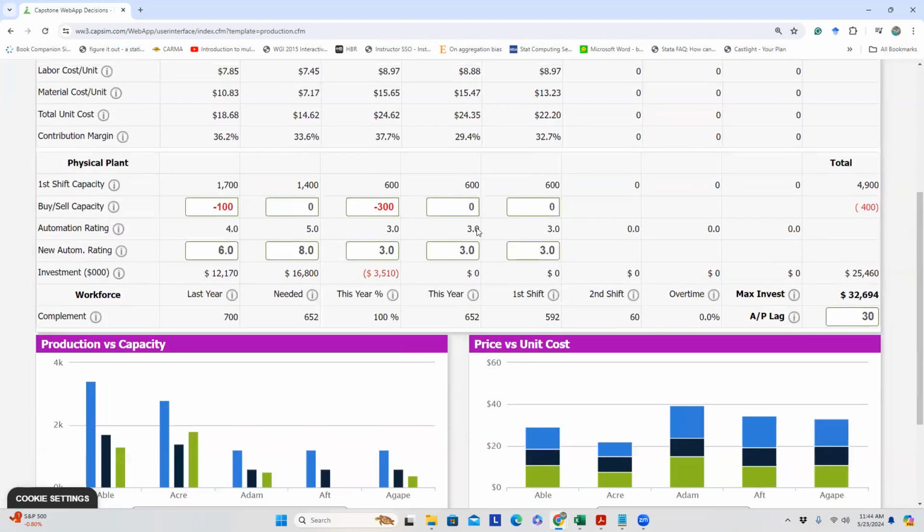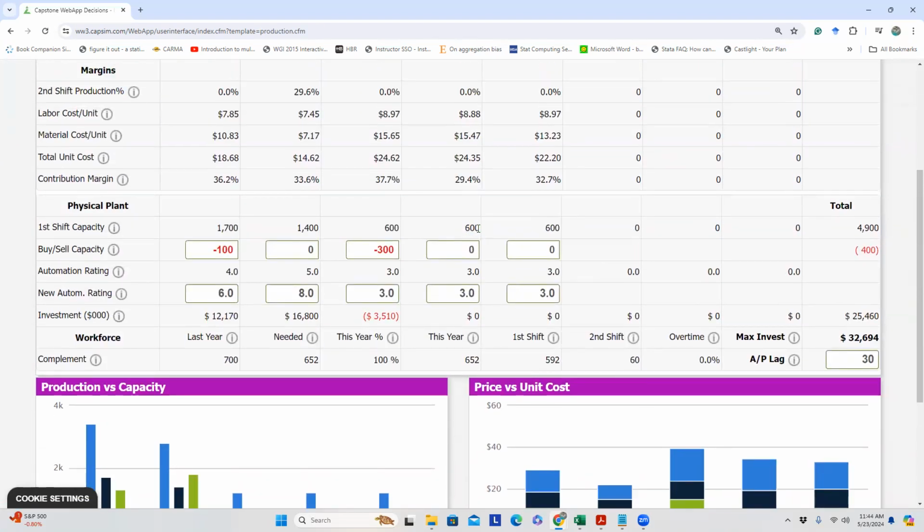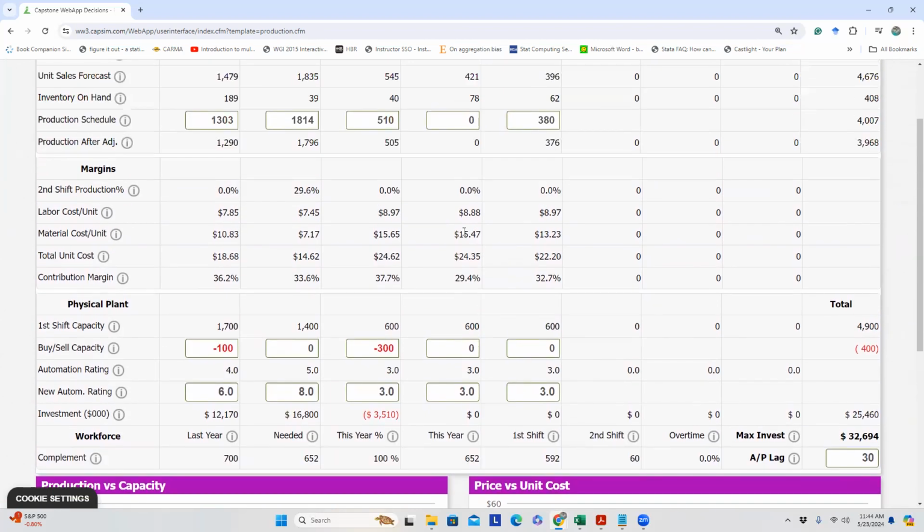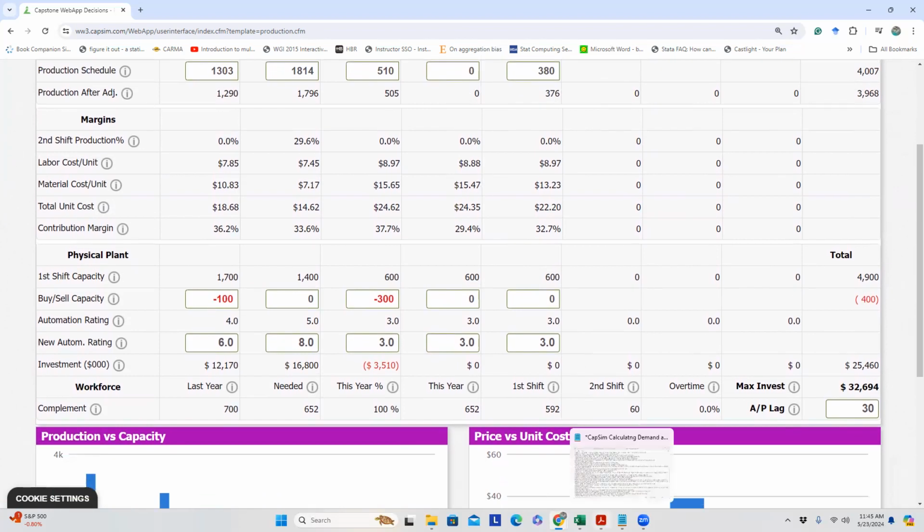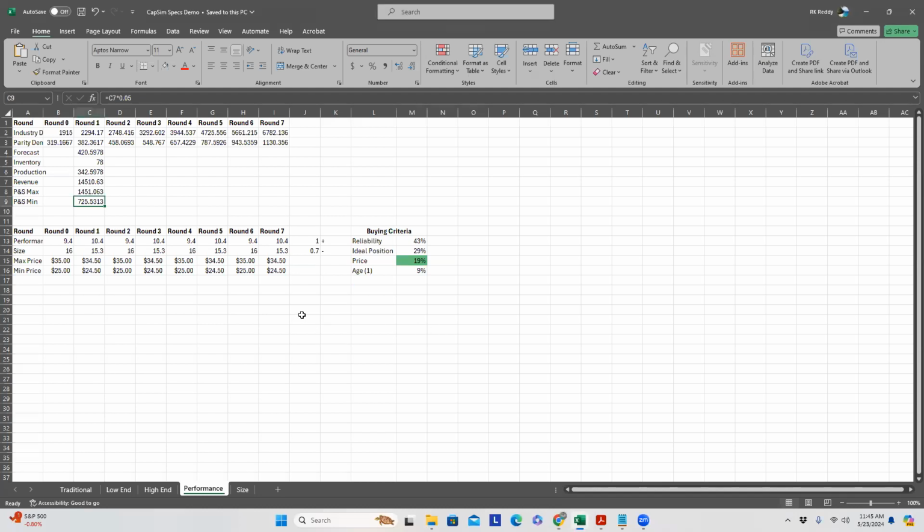So now let's look at this. Here we have 600 units of capacity, first shift capacity. That means we can produce 600 in first shift, 600 in second shift. Our contribution margins are pretty low, because the labor cost is pretty high here. We're not producing anything in the second shift. So therefore, we'll try to manage these costs really well.